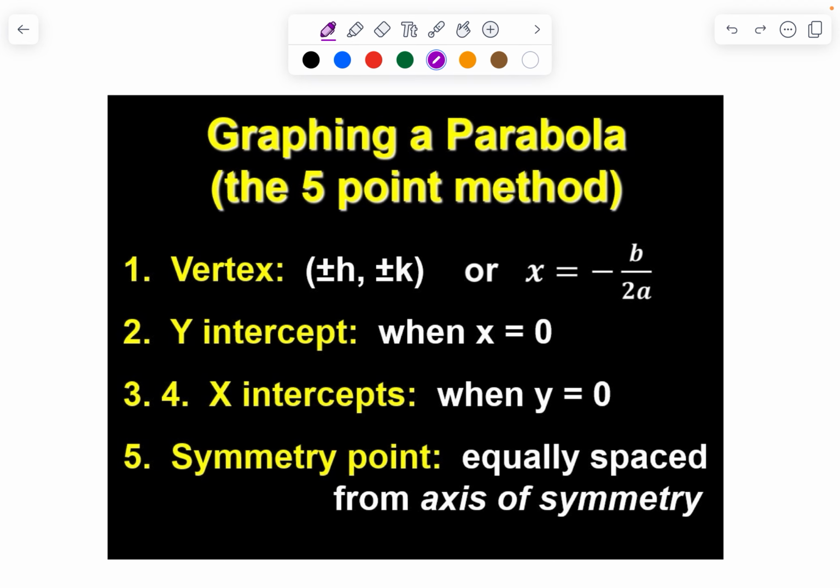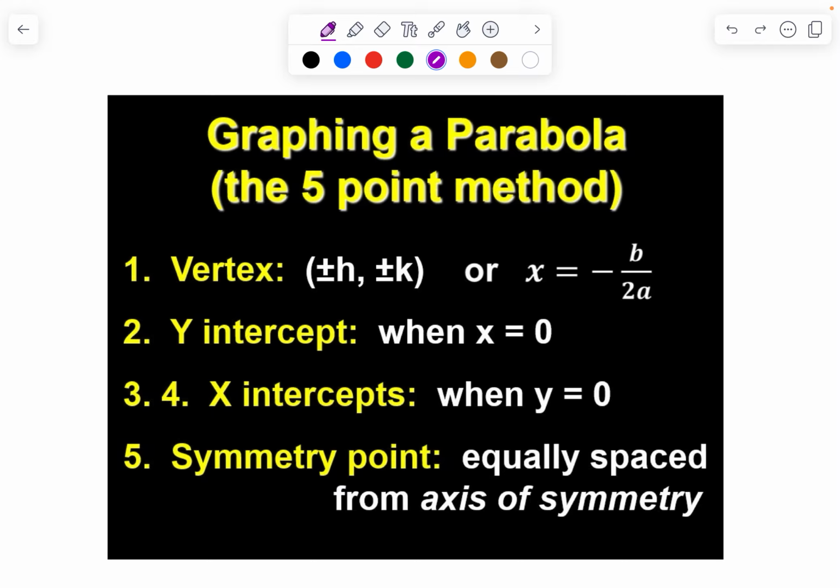If you're not in vertex form, you're in standard form. And if you're in standard form, the opposite of b would be over 2a. Does that maybe ring any Algebra 2 bells? Ding, ding, ding. So that's another way to get the vertex. But notice that that's going to give you just the x value.